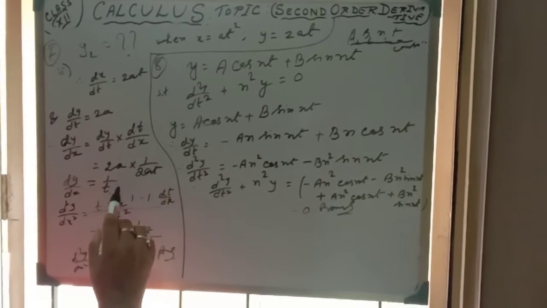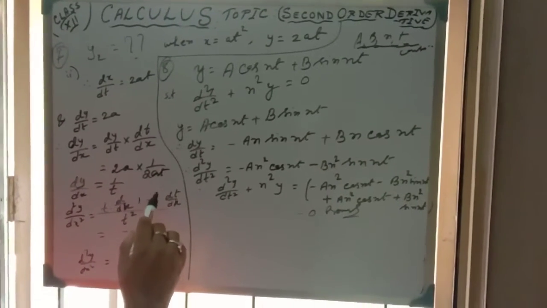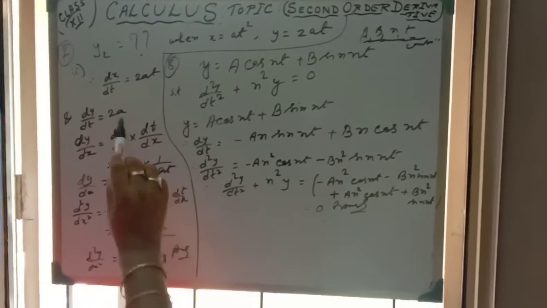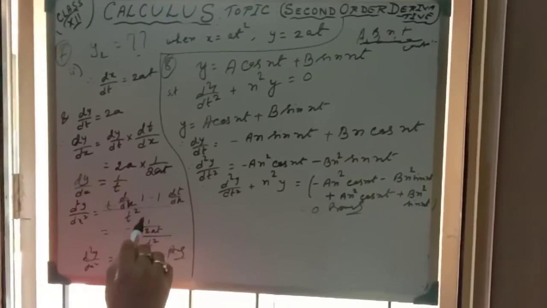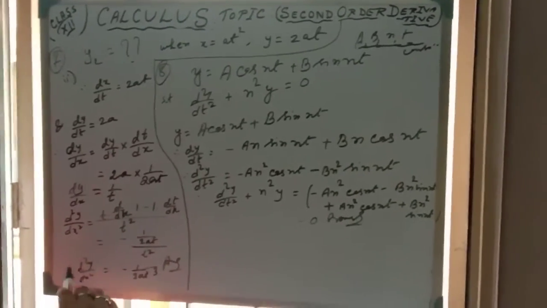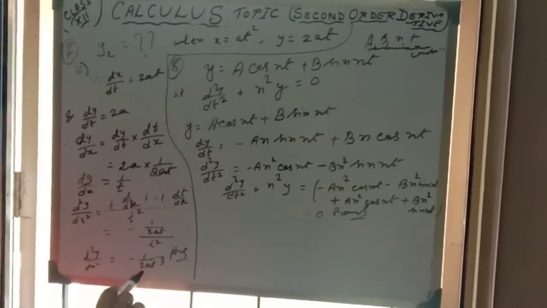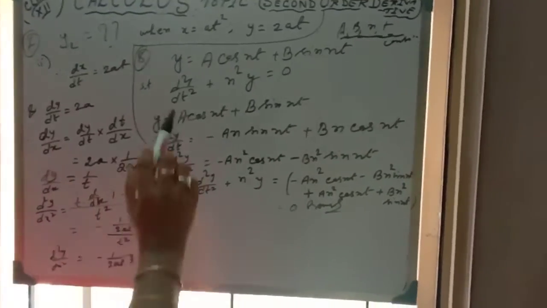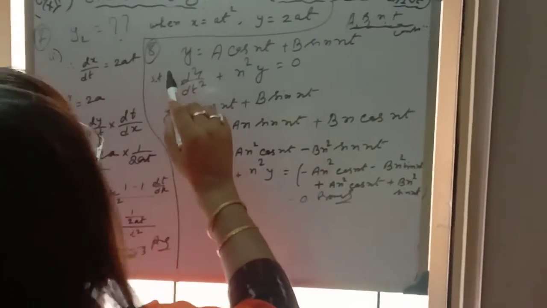That means t into d/dx of 1 minus 1 into dt/dx. The dt/dx value we know. Put the value here. So it's coming minus 1 by 2at cube. So the answer is d2y/dx2 is minus 1 by 2at cube. Now the next question is question number 8.